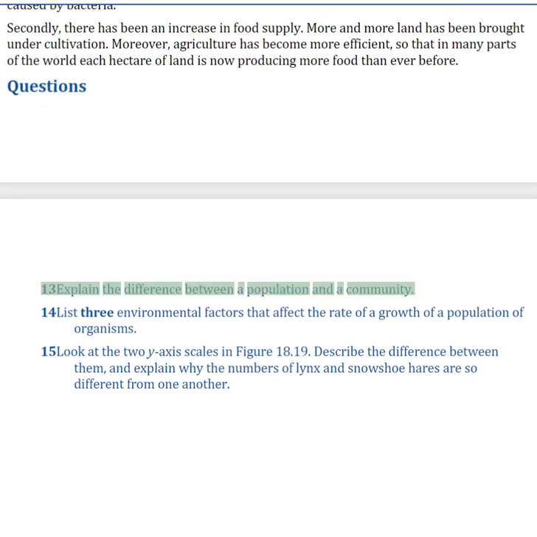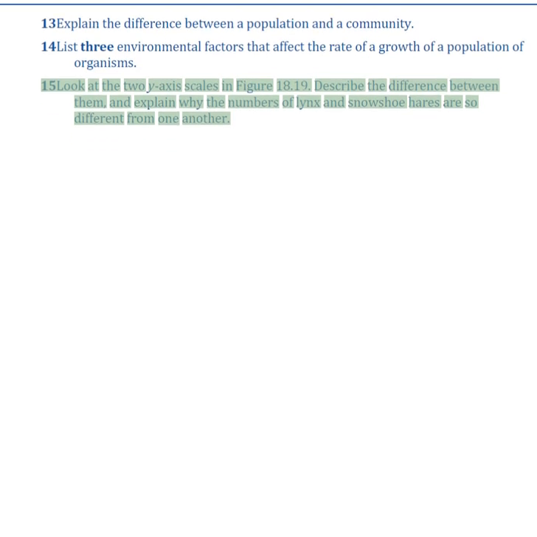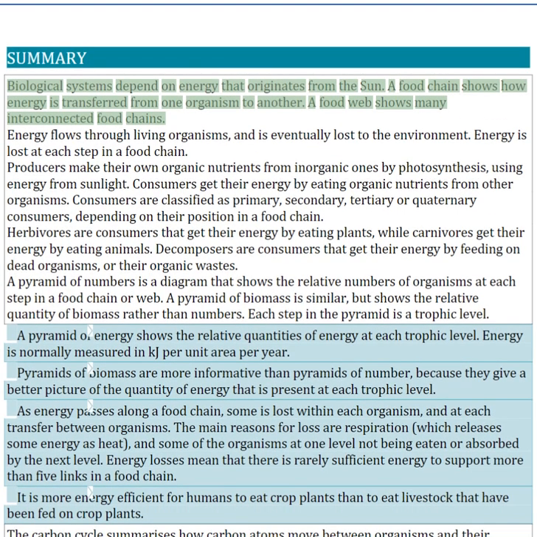Questions. 13. Explain the difference between a population and a community. 14. List 3 environmental factors that affect the rate of growth of a population of organisms. 15. Look at the two y-axis scales in Figure 18.19. Describe the difference between them and explain why the numbers of lynx and snowshoe hares are so different from one another.